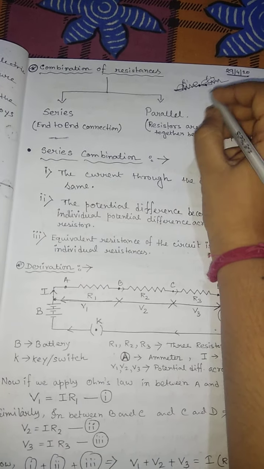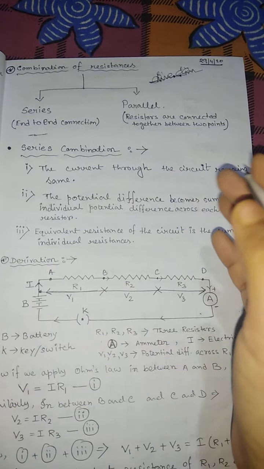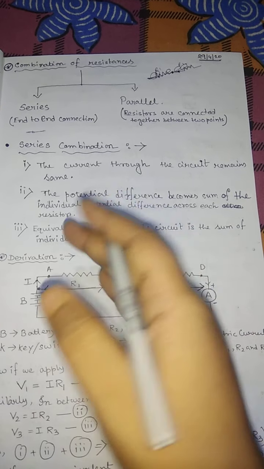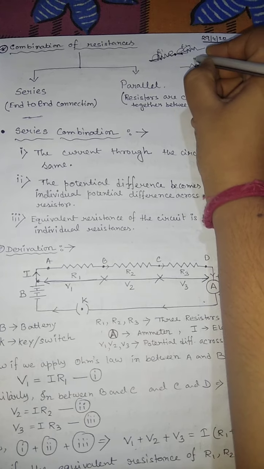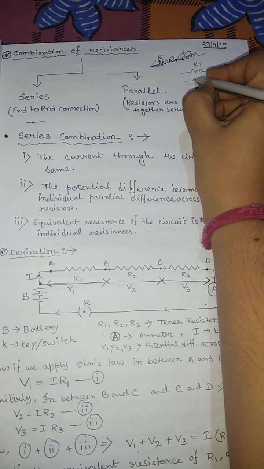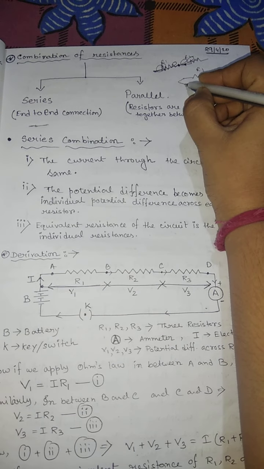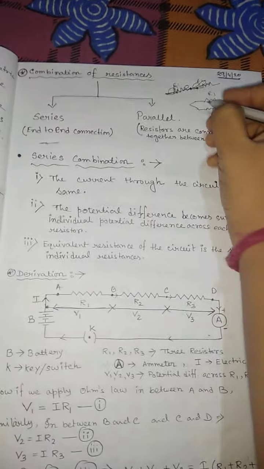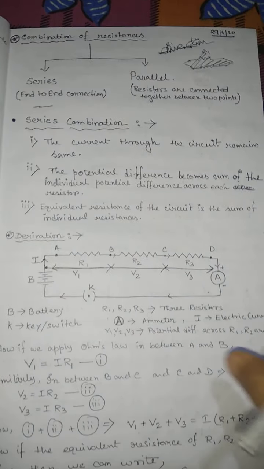And parallel combination is when the starting ends of both resistances and the end points of both resistances are connected together. That means this is the first one, R1, this is R2. When these two points are connected together, and these two points are connected together, this is called parallel combination. So now in this class we discuss the series combination.